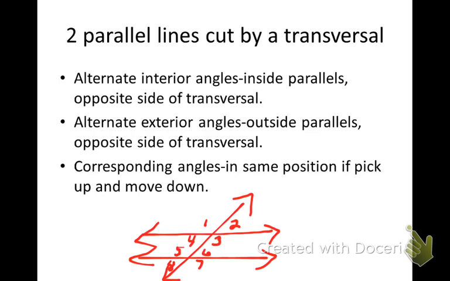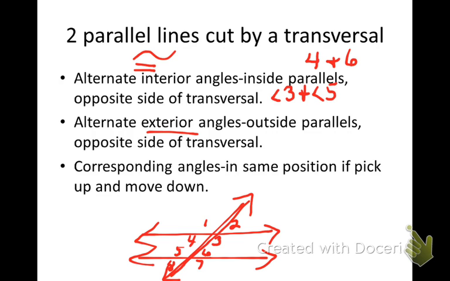Alternate interior angles. They're inside the parallels and on opposite sides of this transversal that cuts through here. So inside the parallels, it has to be then either 4, 5, 6, and 3, but they're on opposite sides. So 3 and 5 would be an example. So angle 3 and angle 5 would be an example. Another example of alternate interior would be 4 and 6. So those are examples of alternate interior. They're inside the parallels, on opposite sides of the transversal. And we have alternate exterior, and we do know that alternate interior angles are congruent.